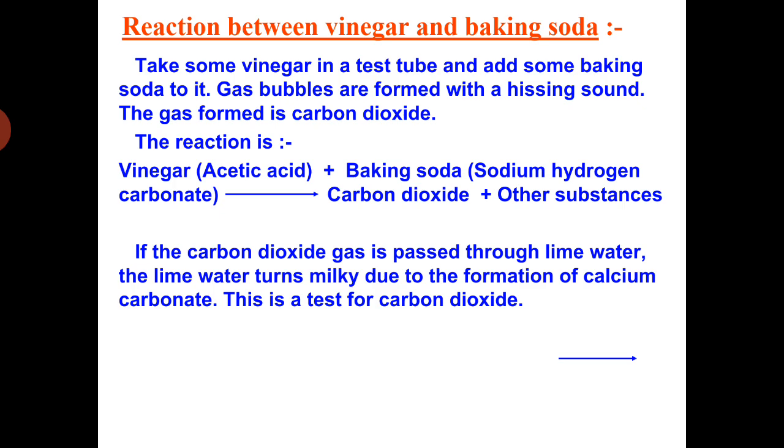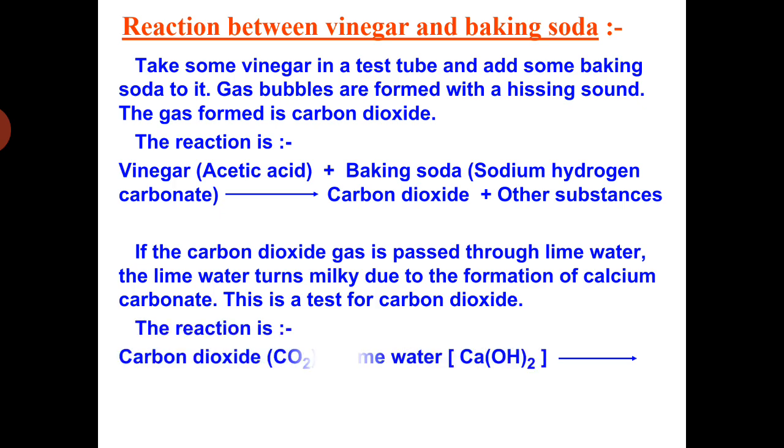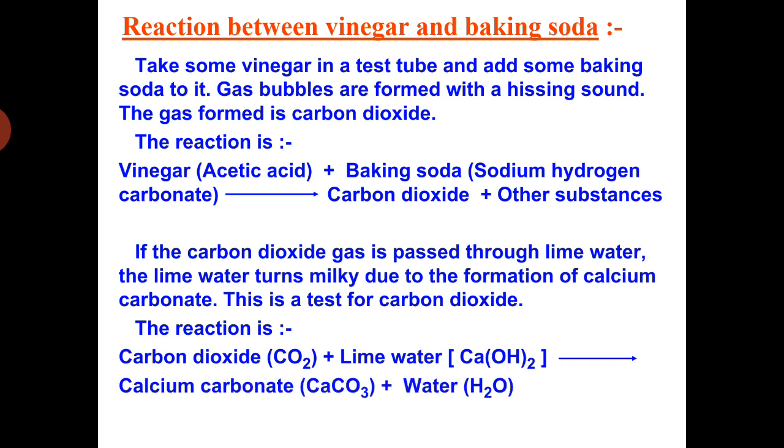The reaction taking place can be written as carbon dioxide, that is CO2, plus lime water, that is Ca(OH)2, calcium hydroxide. And what we get? We get calcium carbonate, CaCO3, and water, that is H2O. These two reactions are very important from the examination point of view.